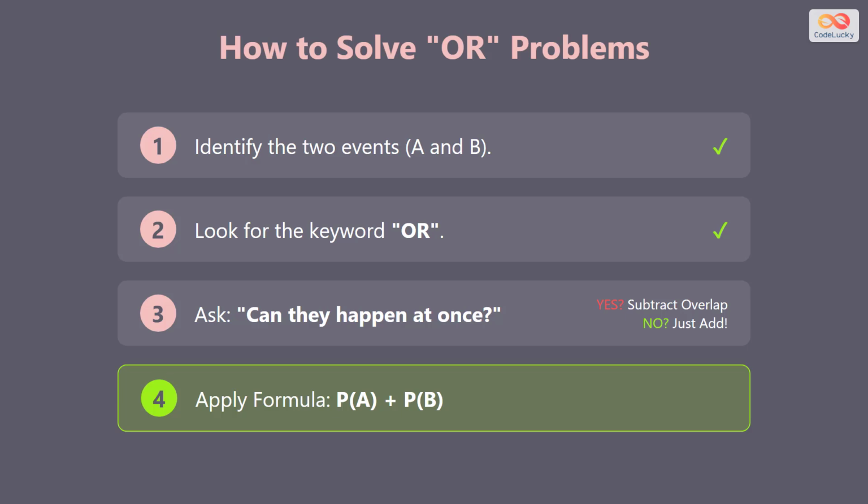To solve these problems systematically, follow these steps. 1. Identify your two events. 2. Look for the OR keyword. 3. Ask yourself, can these happen at the same time? If the answer is no, then you are safe to use the simple addition rule we learned today. Just add the probability of A and the probability of B.